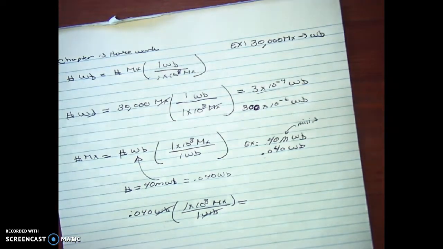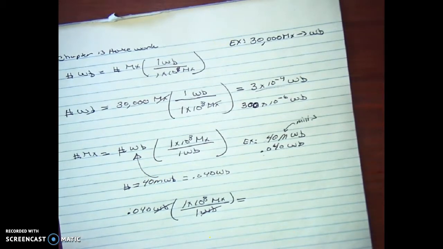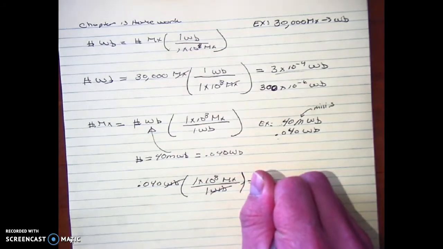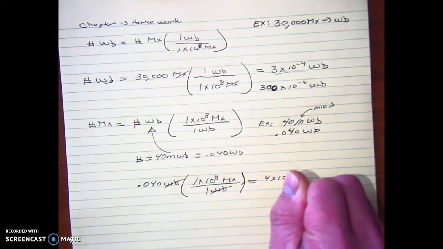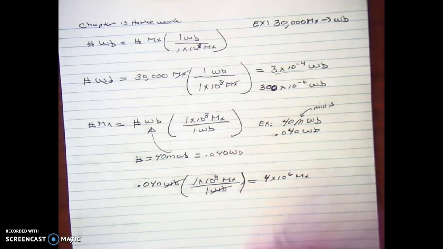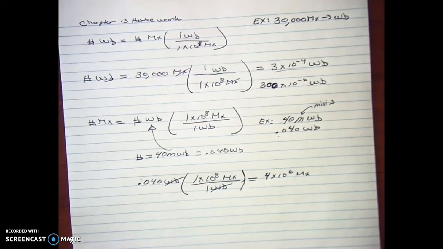gives me approximately 4 million. So this answer is going to give me approximately 4 times 10 to the 6th Maxwells. Remember, Maxwell's the number of lines, so that's 4 million lines. Just make sure my math is looking good on that, which makes sense.